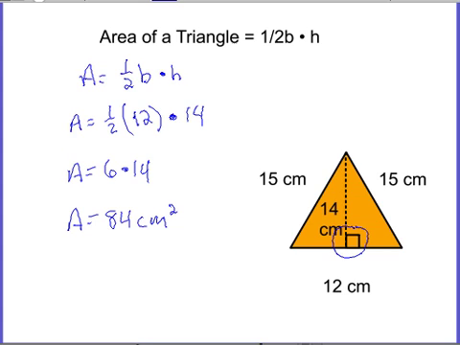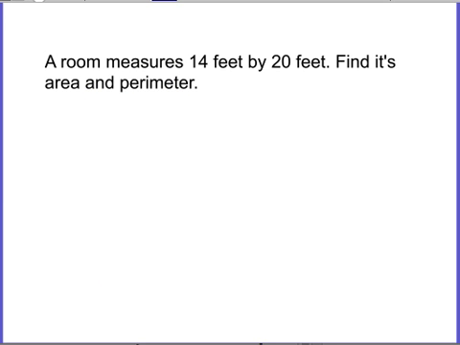All right? Okay, now that you have gotten all of these formulas shown to you, we're going to go back and work through some of these. A room measures 14 feet by 20 feet. Find its area and perimeter. Let's start with area because it's easiest. Area of a rectangle is what?